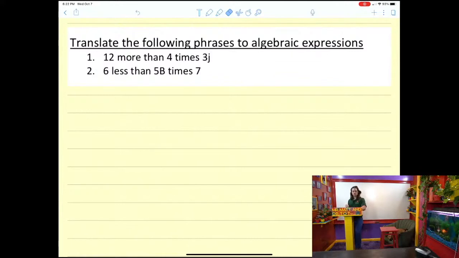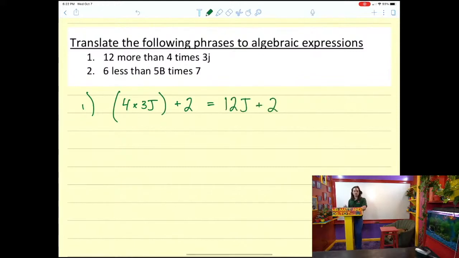Okay, so let's look at these two questions. So the first, 12 more than 4 times 3j. So you're adding 12 to the product of 4 and 3j. Make sure that you pay attention to the order of operations, do multiplication before you do addition. So we have 4 times 3j, and we're going to add 12 to it. So 4 times 3j is going to be 12j, plus 2 is going to be 12j plus 2.